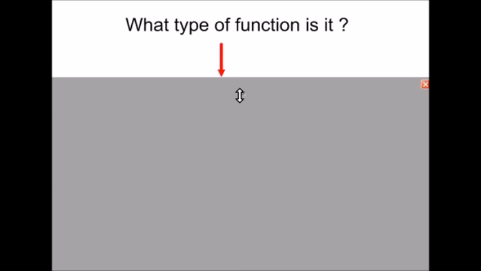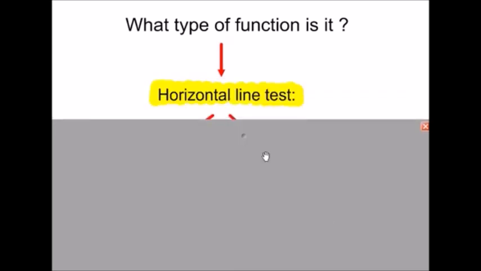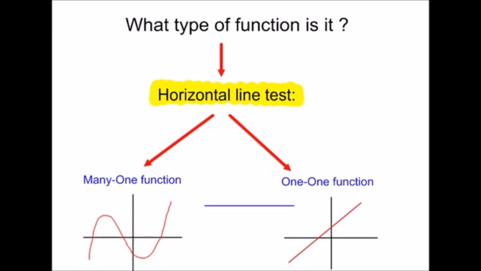There are two types of functions, and we can do something called a horizontal line test to determine which type of function we have. So here's the horizontal line. There's only one point of intersection, moving this line up and down. This is called a one-to-one function. A one-to-one function has an inverse.